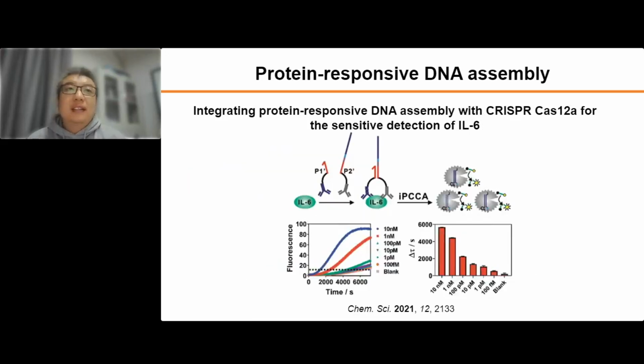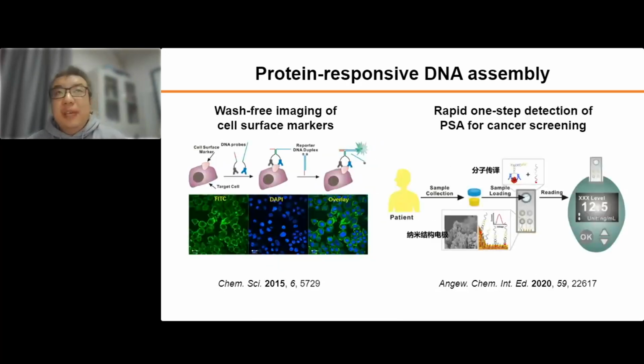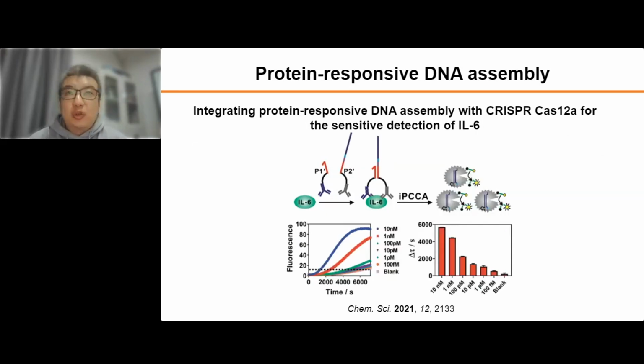And we can make use of those techniques to do, like, wash-free imaging of cell surface markers. And we can even combine with highly sensitive electrochemical systems to develop rapid one-step detection of PSA for cancer screening. And of course, we can combine it with CRISPR systems.